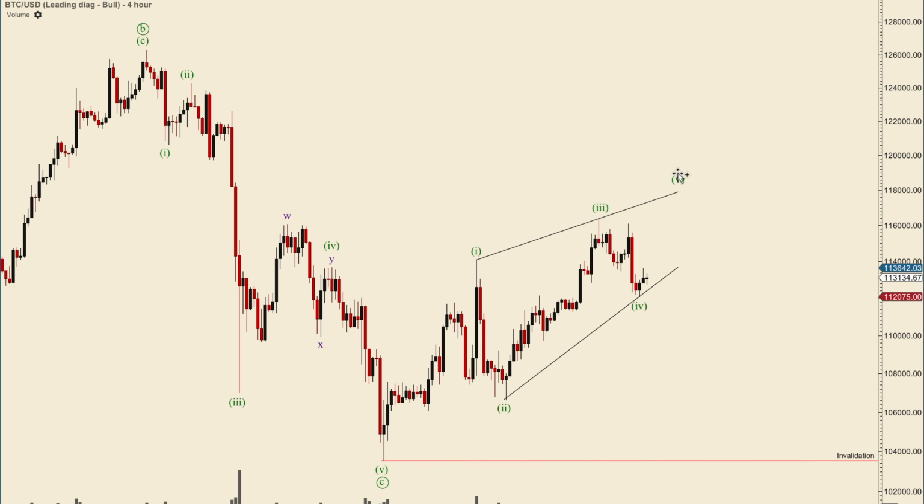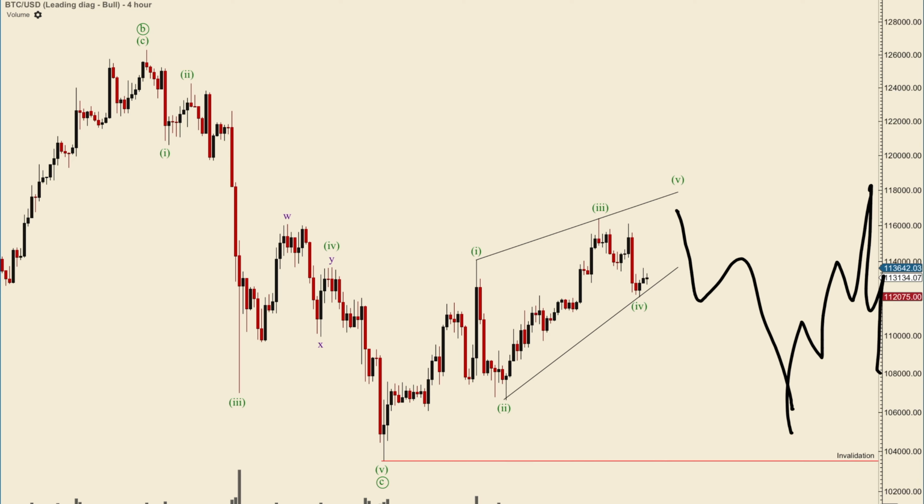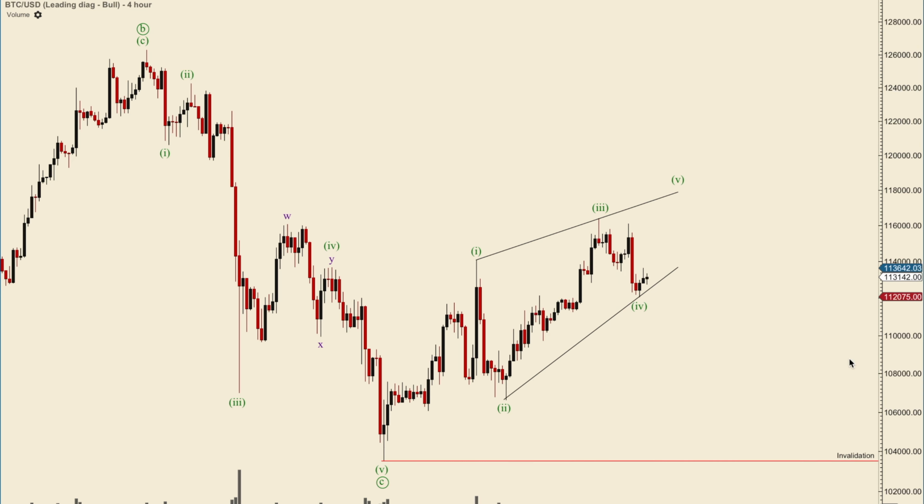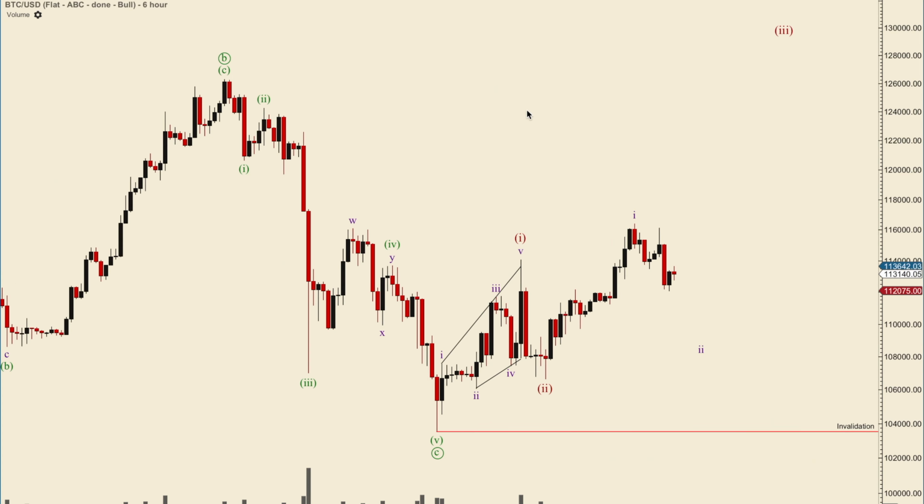If we get that and we then move down in a 3-wave correction, then we are looking for a 1, 2, 3, 4, 5, and then 1, 2, 3, and then it is time to take a long position. But basically, if we get a move up in a correction and then a move down in a correction, this has a high probability. And also this, the 1, 2, 1, 2, it's a similar kind of probability.